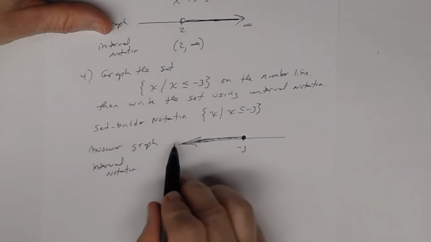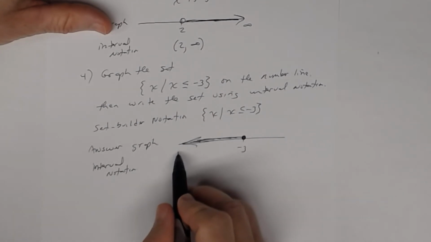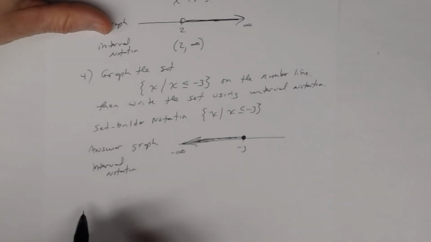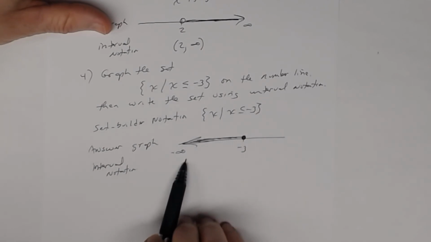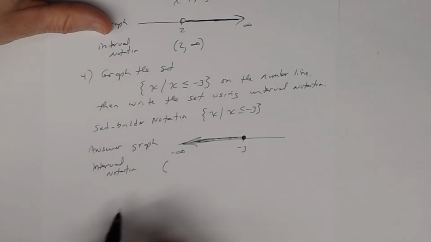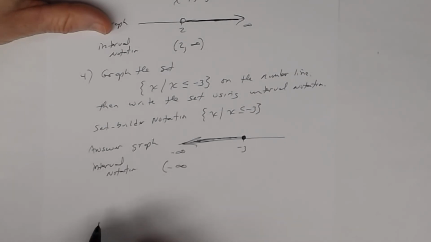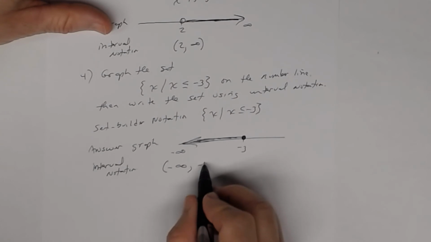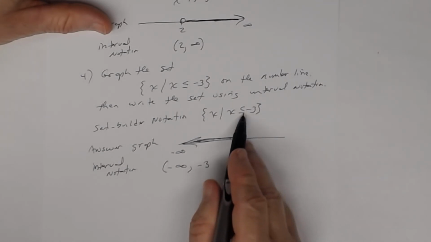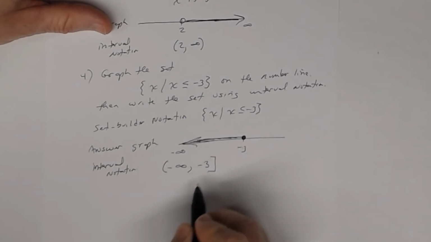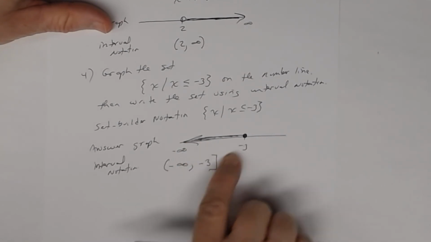Now remember, you read a graph from left to right. As you go from left to right, notice that this graph is pointing towards that concept of negative infinity. Whenever you deal with infinity or negative infinity, it's always going to be parentheses. So you're going from negative infinity, make sure it looks like an infinity symbol, comma, all the way to -3 with a bracket because of that closed circle, because of that equal sign. And there's your answer.